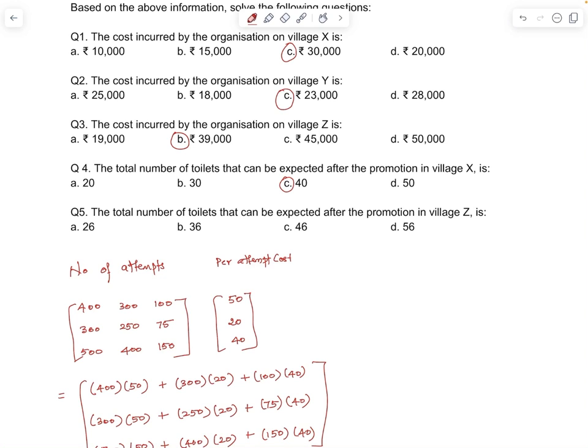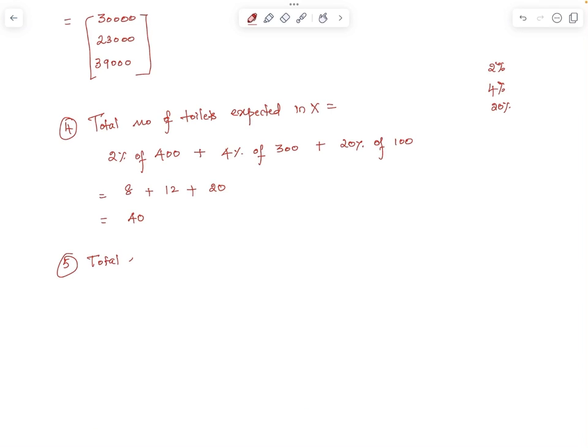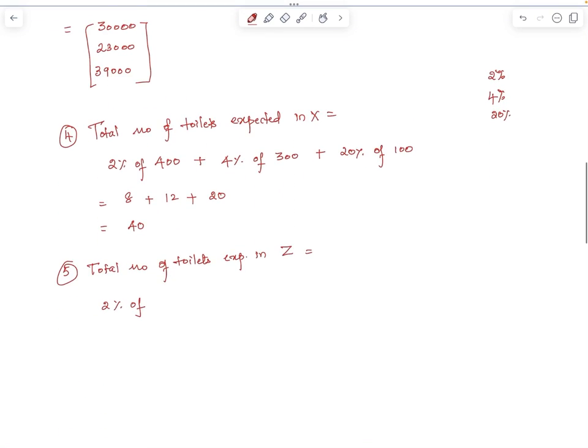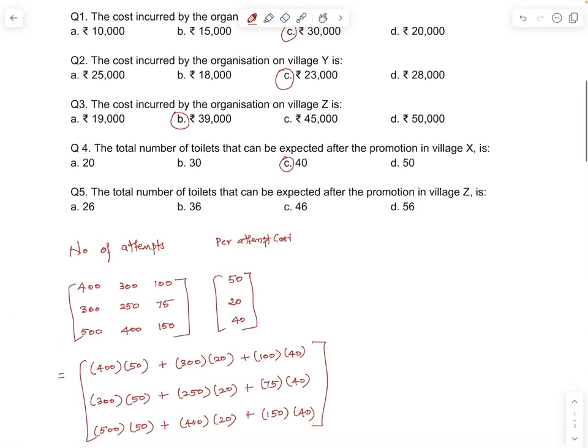Question 5. The total number of toilets that can be expected in village Z. Total number of toilets expected in village Z is 2% of 500 plus 4% of 400 plus 20% of 150, which is 10 plus 16 plus 30, which is 56. So the answer is option D.